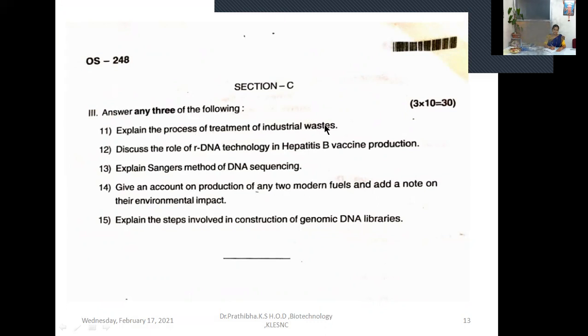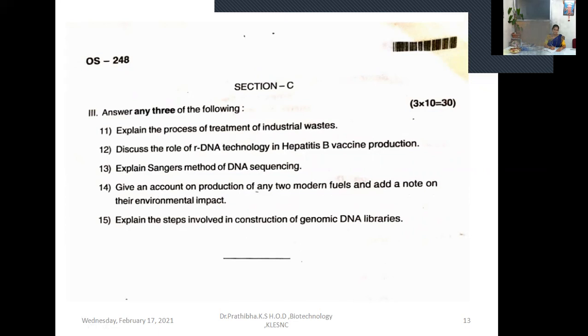Explain the process of treatment of industrial waste. You don't have this in the syllabus, so no worries. Okay, during 2012, we had this unit. Now we don't have this one, so forget it. Discuss the role of recombinant DNA technology in hepatitis B vaccine production. Explain Sanger's method of DNA sequencing. Give an account on production of any two modern fuels and add a note on their environmental impact. Explain the steps involved in construction of genomic DNA libraries.